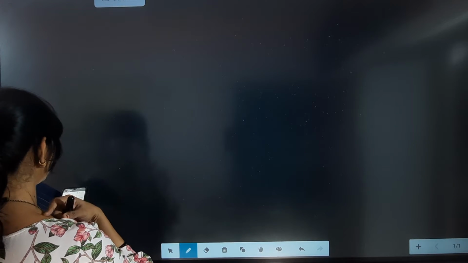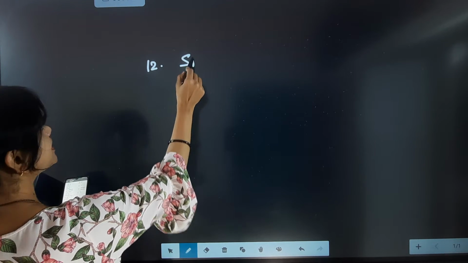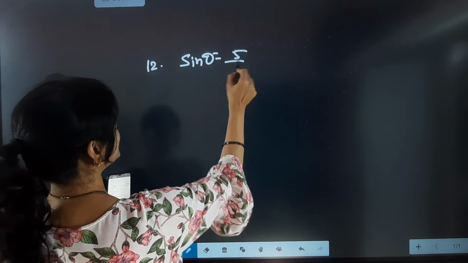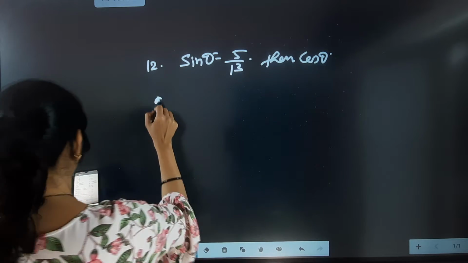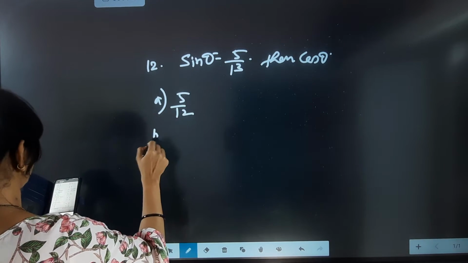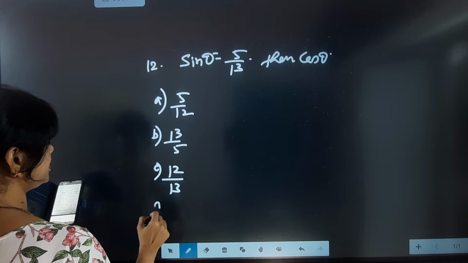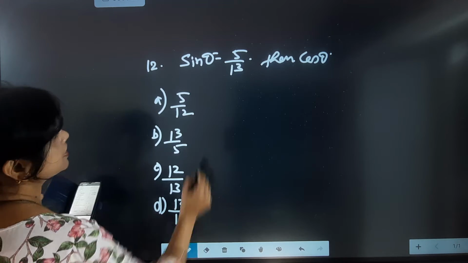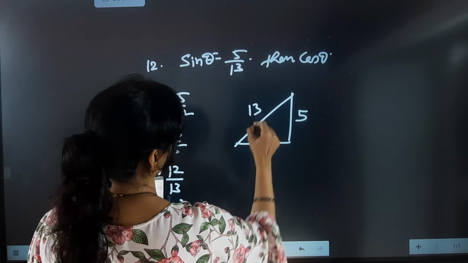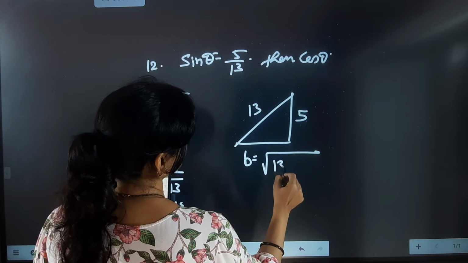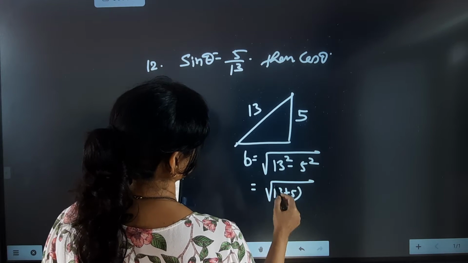So next is question number 12. They are telling that sin theta equal to 5 by 13, then what will be cos theta? Options given are 5 by 12, 13 by 5, 12 by 13, and 13 by 12. Now here in the triangle, sin theta is already given as perpendicular by hypotenuse. So what will be the base? The base will be the square root of 13 square minus 5 square. So here it will become 13 plus 5 and 13 minus 5.